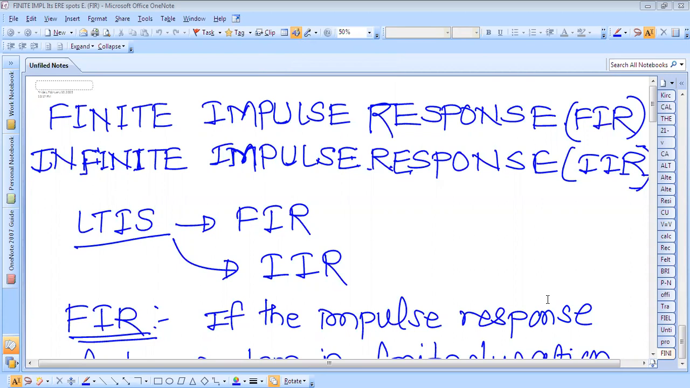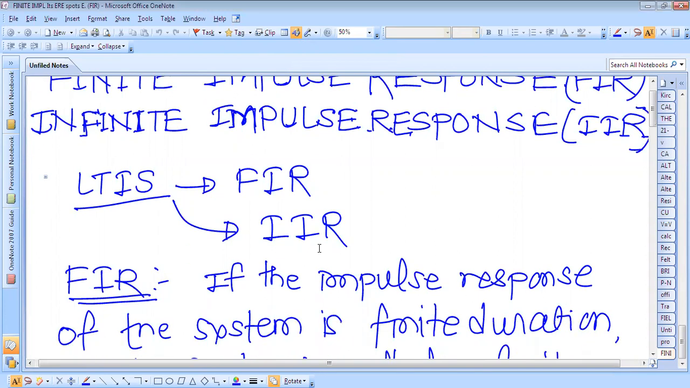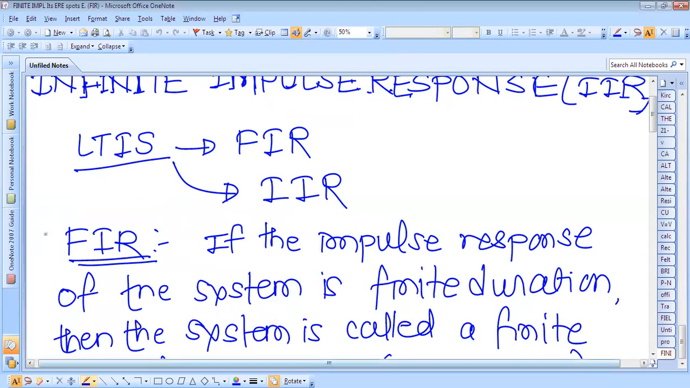types of the impulse response, depending on what type of impulse response we are applying to the system. Depending upon that, it is classified into finite impulse response and infinite impulse response.